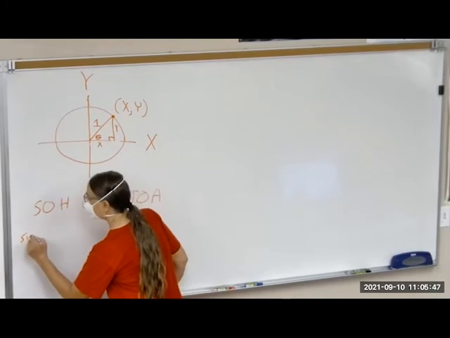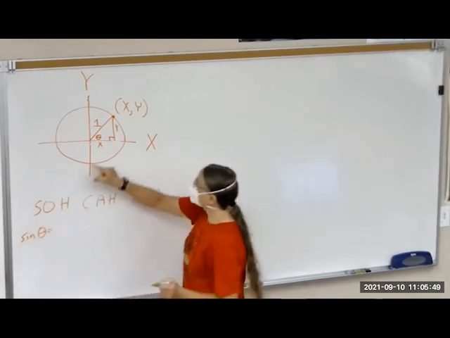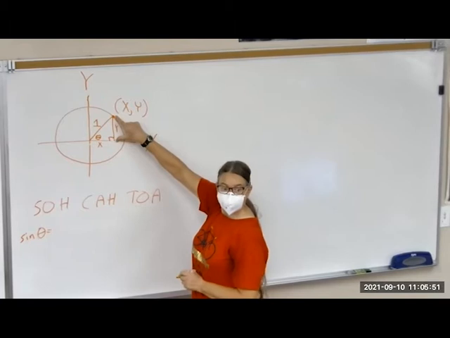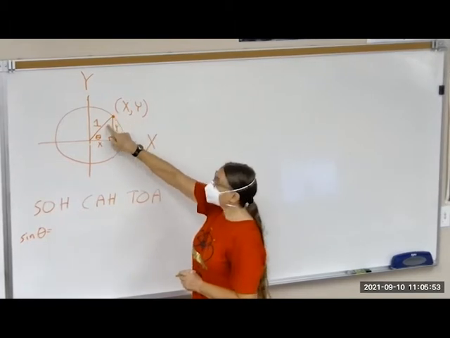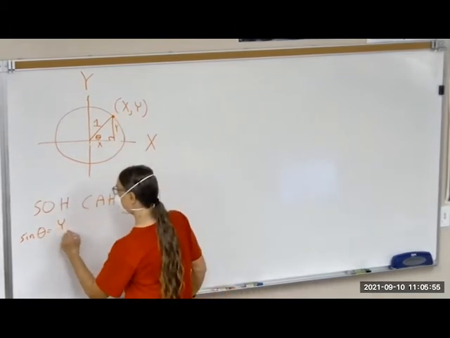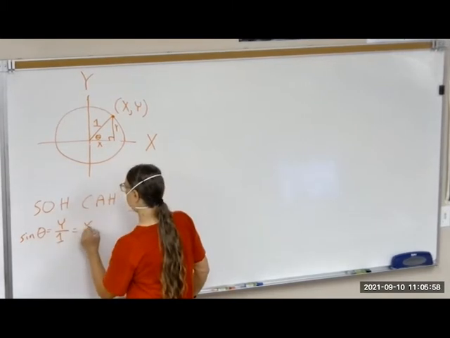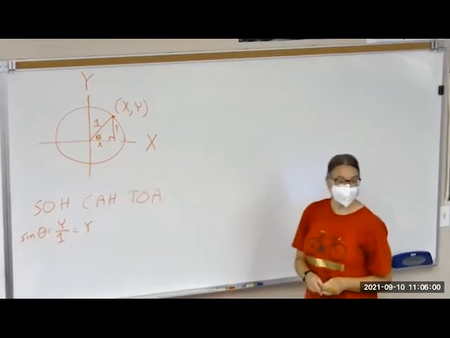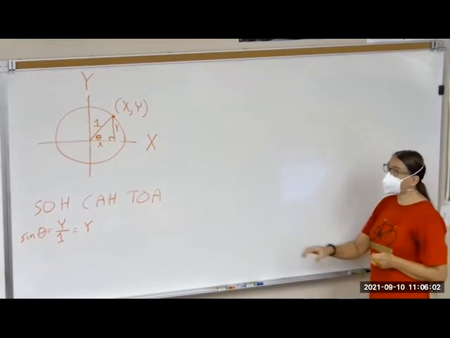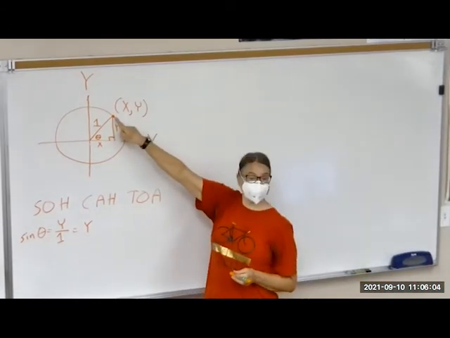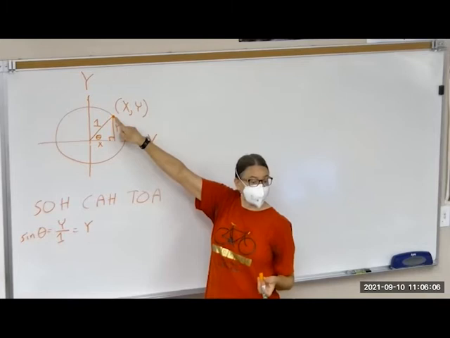So this picture helps me remember sine of theta is the opposite side, which is y, over the hypotenuse, which is 1, and that simplifies to just capital Y. So the capital Y value of the point where we intersect the unit circle is sine of the angle.